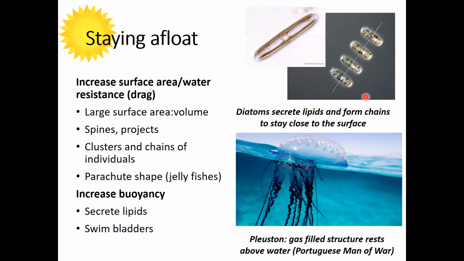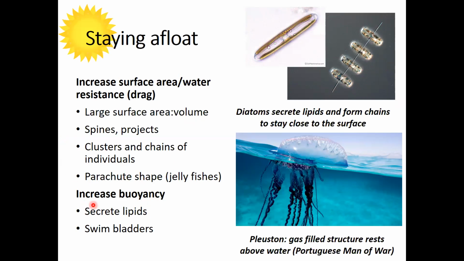Sometimes we see these species clustered together. So this is another way to reduce drag. Increasing surface area will reduce the drag and help these organisms stay afloat. And then some organisms like jellyfishes have a parachute shape that helps them float.